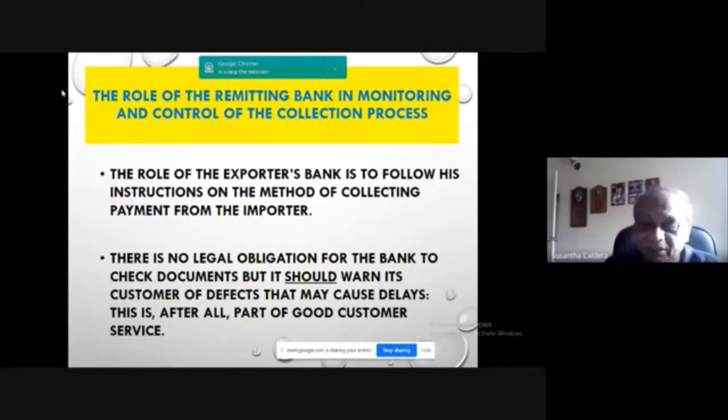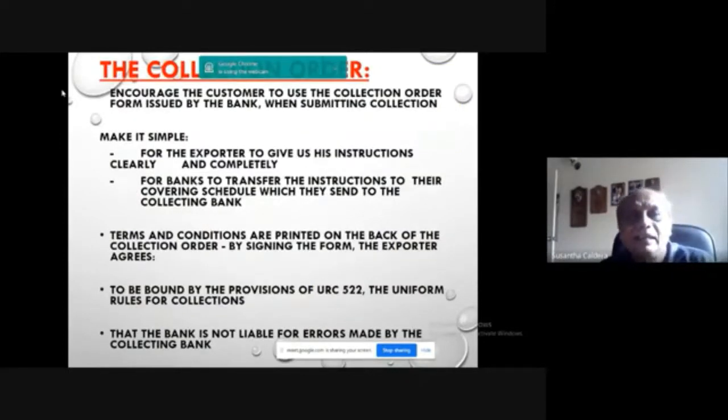It's good customer service. Because customers are also human beings. They can make mistakes, right? Even though we are not checking the documents like LCs, word to word, just a cursory glance. Right? Then encourage the customer to use the collection order form issued by the bank when submitting collection. This is what I have discussed. I didn't know that was the second one. Otherwise, I would have gone with this one.